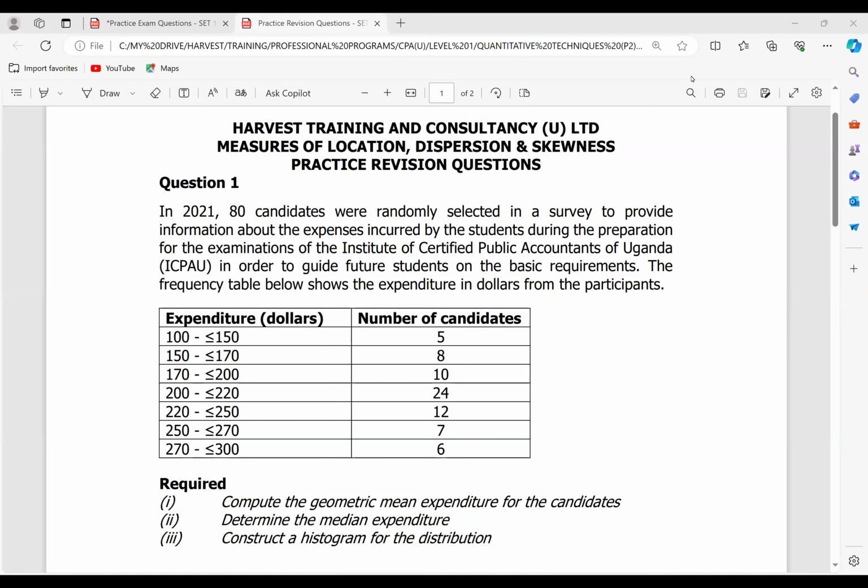We are going to look at the frequency density. We are using our question 1, which we have already read through. We have 80 candidates randomly selected in a survey. The frequency table below shows the expenditure in dollars from the participants.